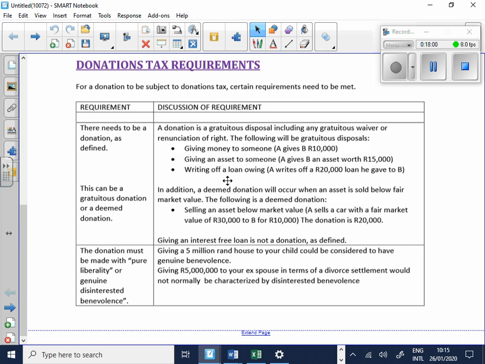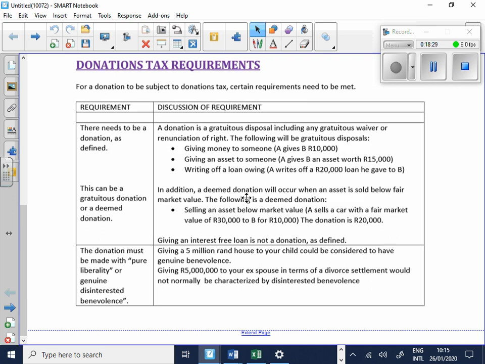Donations tax. Or writing off a loan owing. You don't need to pay me back. What happens if you write off a loan? Okay? That's gratuitous. Does everybody understand that? What happens if I sell something to you for too little? It's worth 100, but I give it to you for 10 grand. There's a 90,000 rand donation. There's gratuitous disposal built in there. Guys comfortable with that? And then, guys, it says there can be a deemed donation as well.